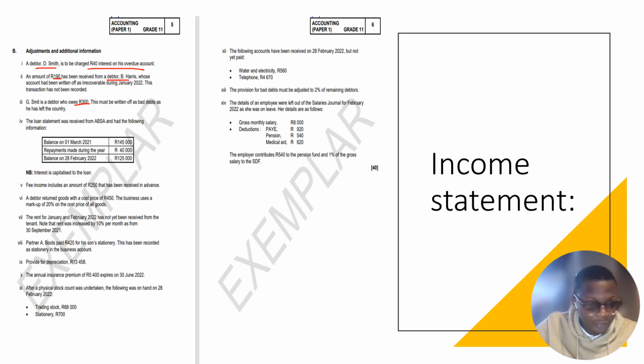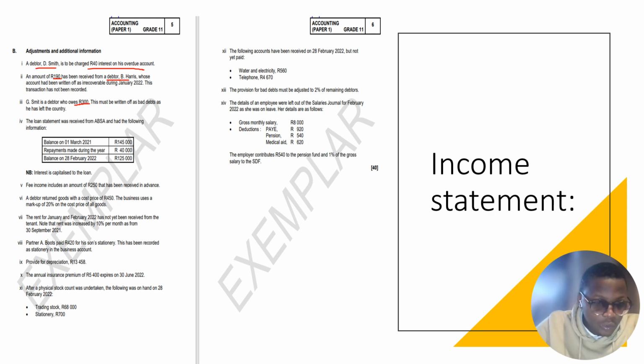So we've dealt with debtors 3 times. The first one was charge interest. We added the interest as our income. The second one was previously written off, and now they are paying. So we took that one as our other income, and then this one must be written off as an expense. Go take it to bad debts written off for the year.